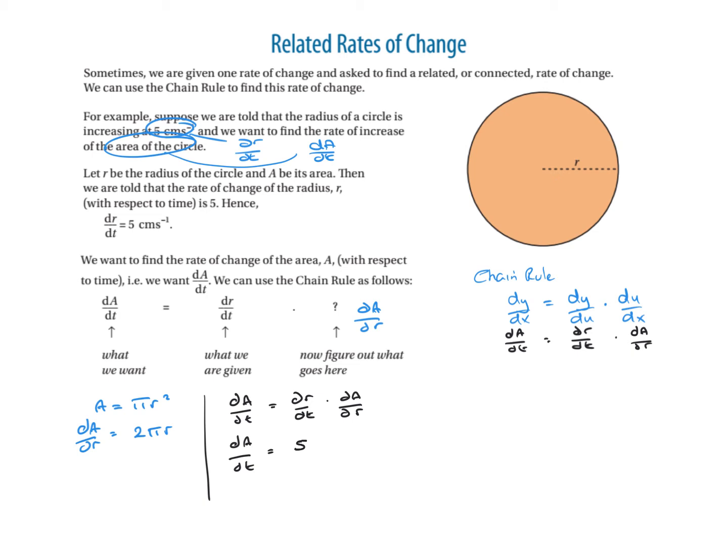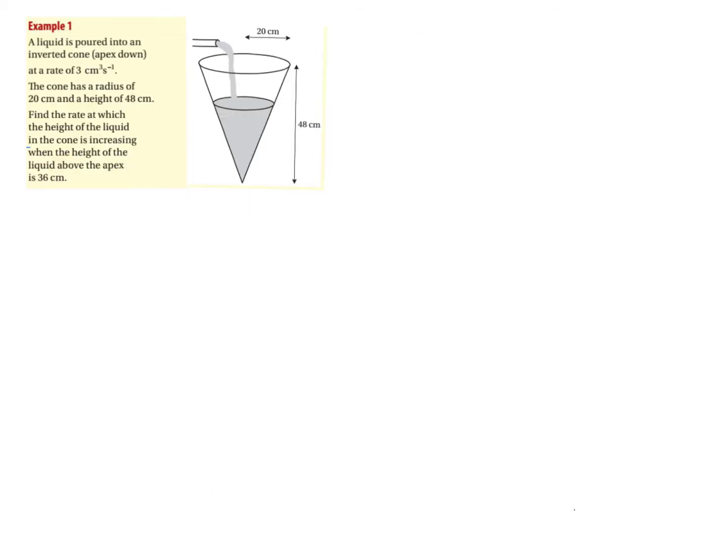And then we multiply by dA/dr, which is 2 pi r, which means that my rate of change, the rate of change of the area with respect to time, is equal to 5 times 2 pi r, which is 10 pi r. And if we need to stick a radius in, say we want to know when the radius is equal to 2, then dA/dt is equal to 10 times pi times 2, which is 20 pi. Okay, so let's have a look at another example.